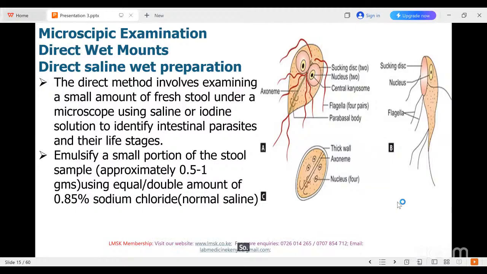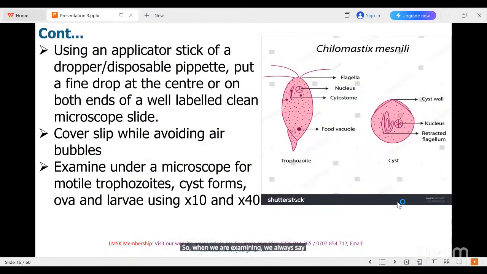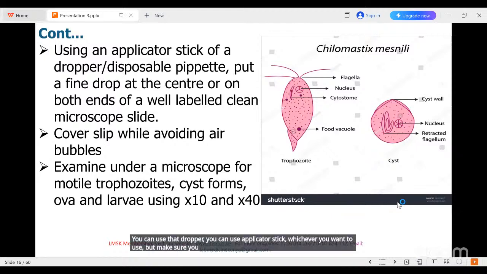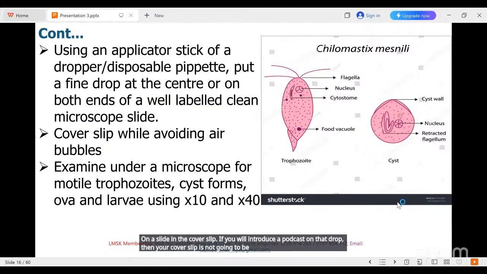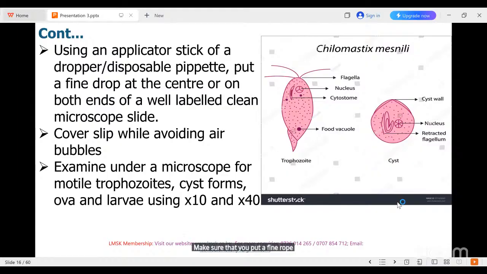When you're examining, you can use a dropper, you can use an applicator stick, whichever you want to use, but make sure you put a fine drop on a slide under the cover slip. If you introduce particles on that drop, then your cover slip is not going to be uniform. Your smear is not going to be uniform. Ensure that you put a fine drop before you cover slip and examine. Always start with times 10 or times 40.